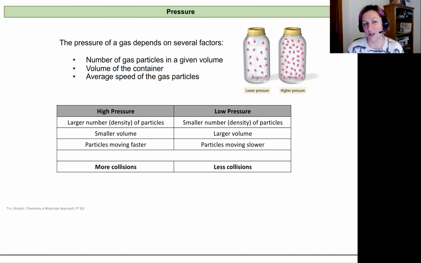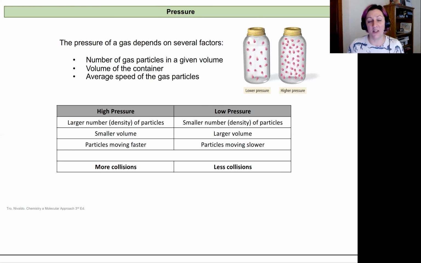And also the average speed of the gas particles. We're not going to say that all the gas particles in our sample have the same speed. There's going to be a nice distribution of speeds that they'll have. But if we look at the average, if that average speed increases and those particles are moving faster, then they're going to hit the walls of the container more. And so we're really looking at how many times the container's being hit by a particle and that force, and it's going to increase as we decrease our volume, as we increase the number of particles, or we increase the speed that they're moving at.